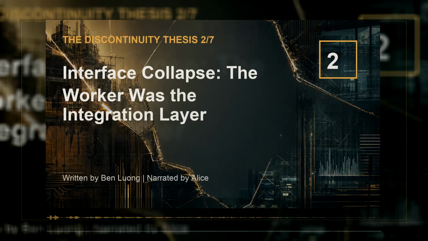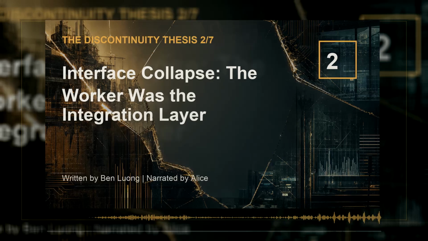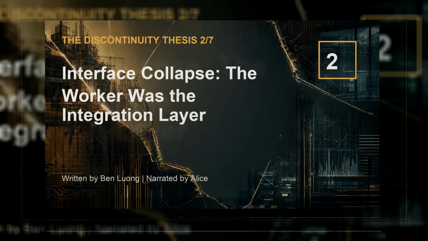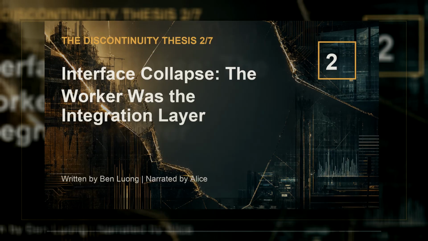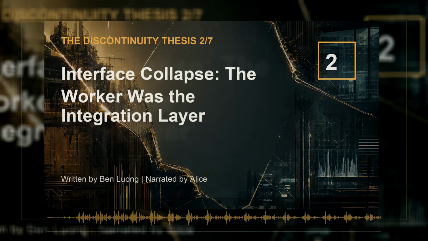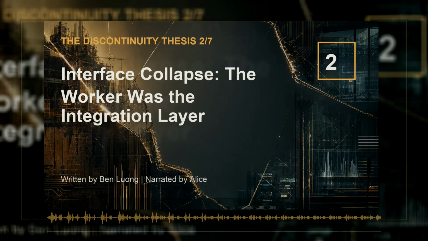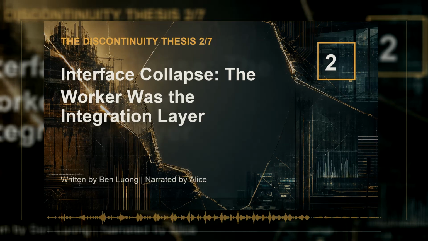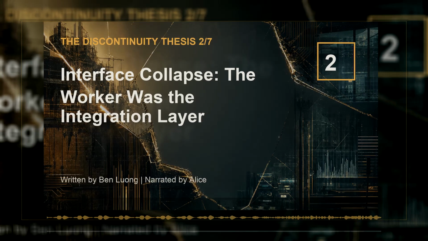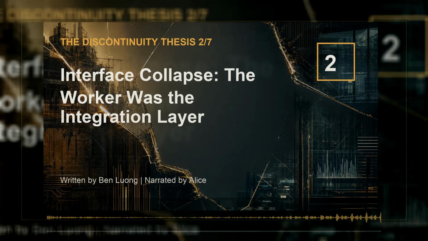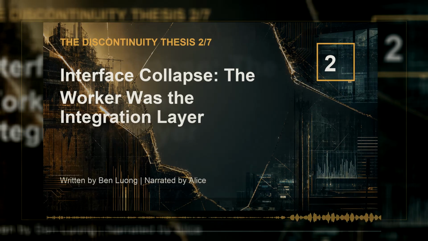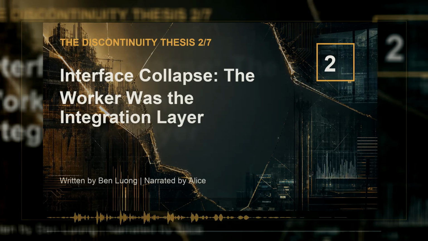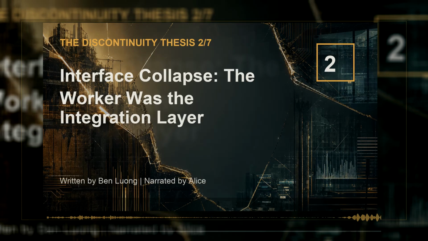A great deal of white-collar labor was historically protected by software fragmentation. The worker did not only think, the worker moved. They moved between the inbox and the spreadsheet, the CRM and the browser, the calendar and the document editor, the dashboard and the ticketing system, the codebase and the internal wiki. Humans survived because they were the integration layer between systems that did not talk to each other cleanly. This was a real moat.